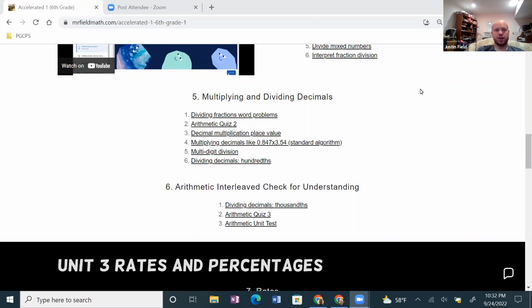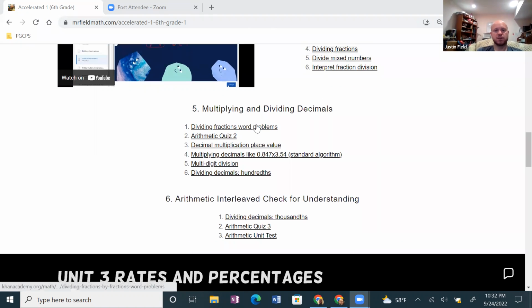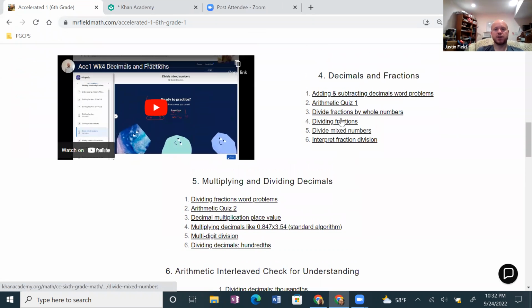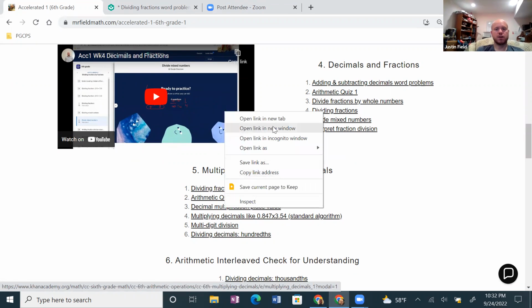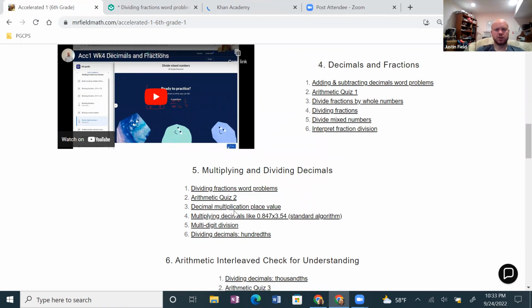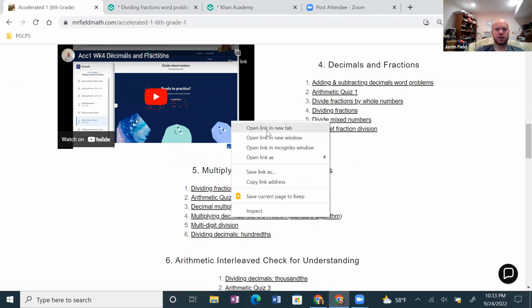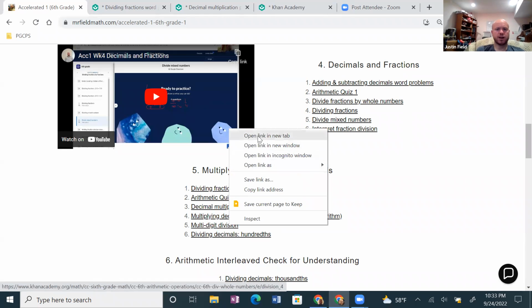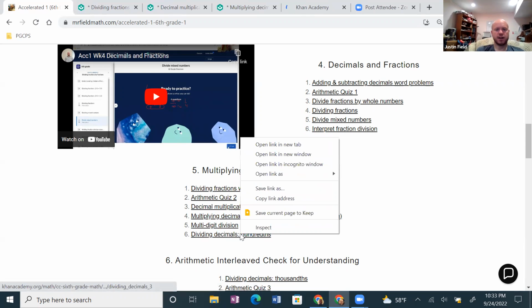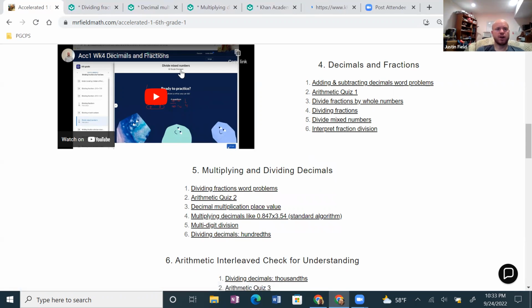Accelerated one, sixth graders. Let's do multiplying and dividing decimals. Shouldn't be too bad. I'm just gonna skip the quiz 2, which is just a combination of 3, 4, 5, and 6 here and 1 here. But I'm gonna do the decimal multiplication. And I usually just use a standard algorithm. Dividing decimals. Very important stuff.